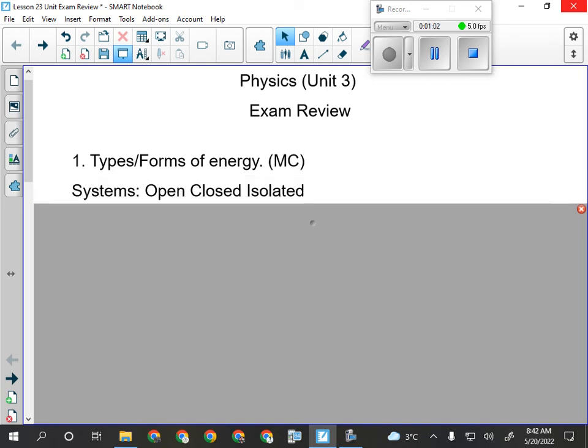Okay. So the things we went over there, also systems, open, closed, and isolated. We talked about those on the first day. There'll be a couple of multiple choice questions about those. Remember that an open system can exchange matter and energy with its surroundings. A closed system can exchange only energy with its surroundings. And an isolated system is completely theoretical, but would exchange nothing, neither energy nor matter with its surroundings.